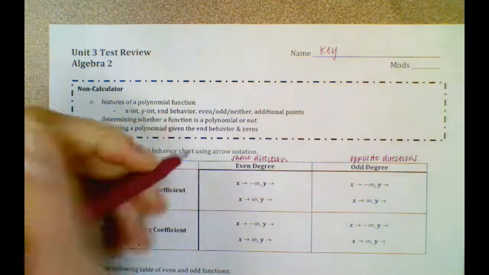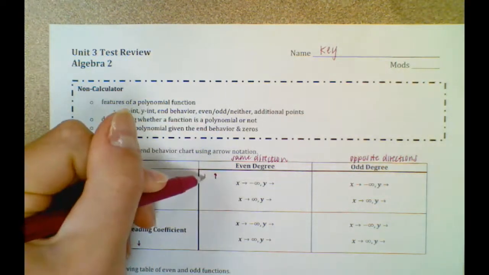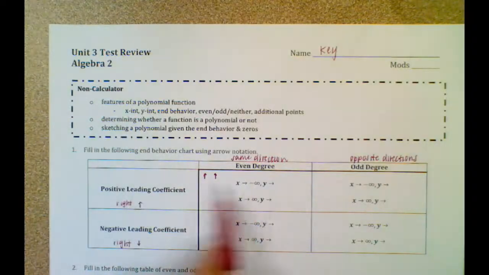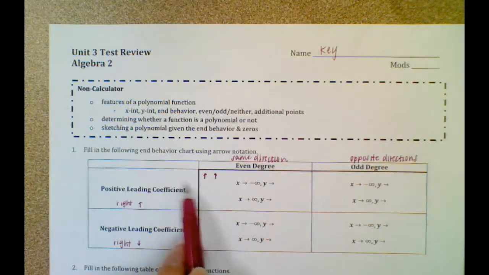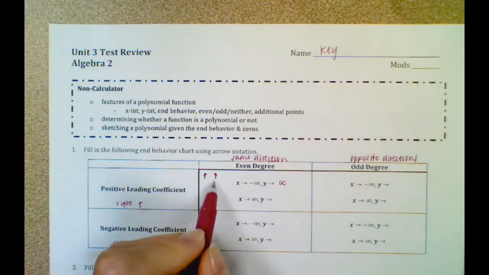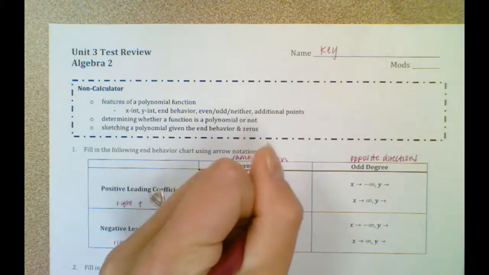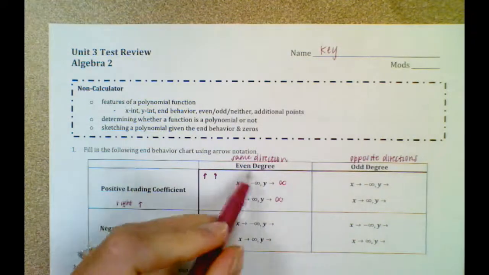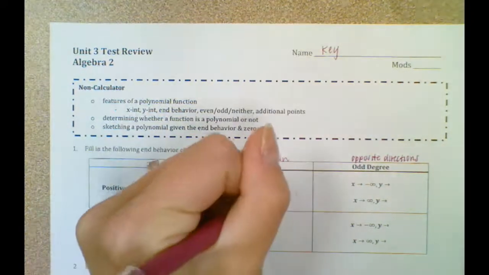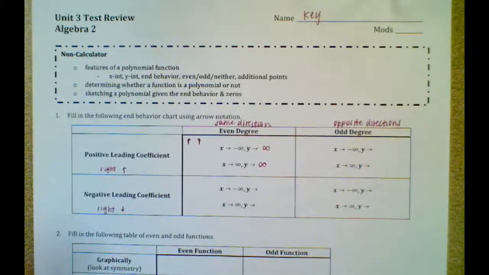So if I have a positive leading coefficient, the right side points up. If I have an even degree, the left side also points up. So as x goes towards negative infinity, so to the left, my y values go up, so it goes to positive infinity. And as my x values go to the right, my y values are pointing up as well, so positive infinity. And that makes sense because even degree, these should be pointing in the same direction. Okay? Let's look at a negative leading coefficient.